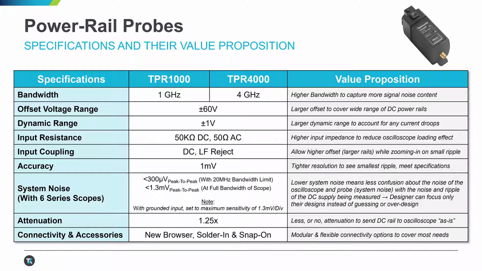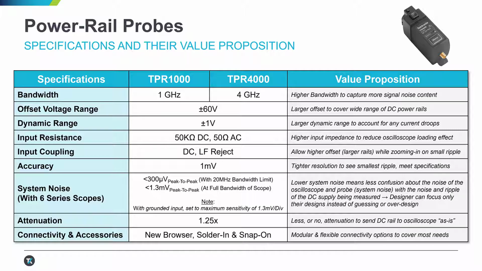All right, let's talk about some of the solutions that Tektronix has to offer for making these power rail measurements. So the probe that we're going to focus on and that I'm going to showcase throughout today's demonstrations is our power rail probe, and we offer two different bandwidth versions: the TPR 1000, which is a 1 gigahertz probe, and the TPR 4000, which is 4 gigahertz bandwidth. Both of the probes in this family offer a number of features and specifications that allow it to make very precise ripple measurements on a DC power rail.